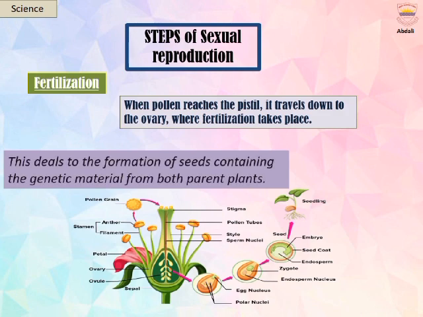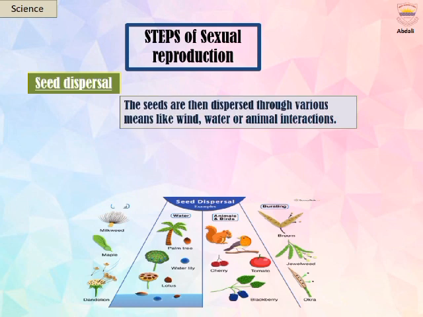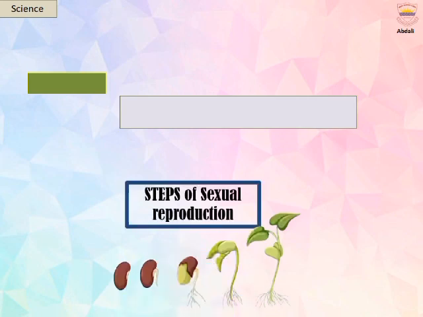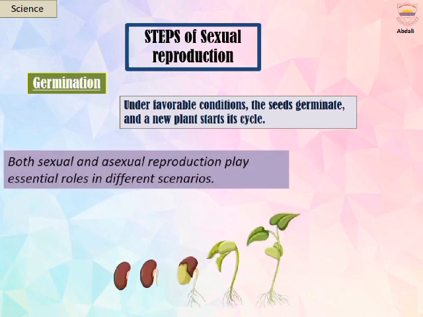This leads to the formation of seeds containing the genetic material from both parent plants. Seed dispersal. The seeds are then dispersed through various means like wind, water, or animal interactions, finding suitable locations to grow into new plants. Germination. Under favorable conditions, the seeds germinate, and a new plant starts its life cycle. Both asexual and sexual reproduction play essential roles in different scenarios.